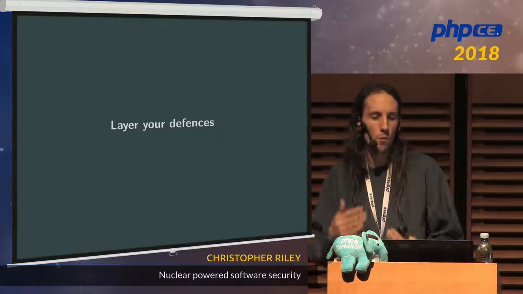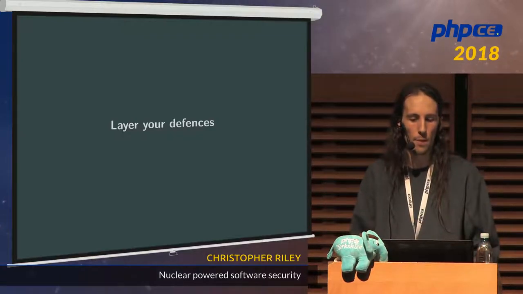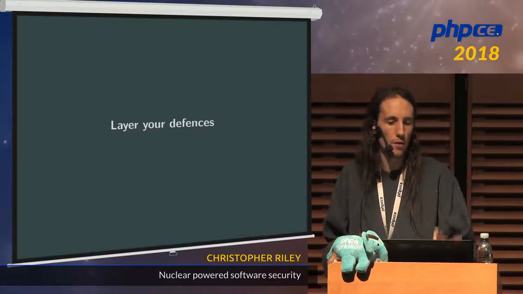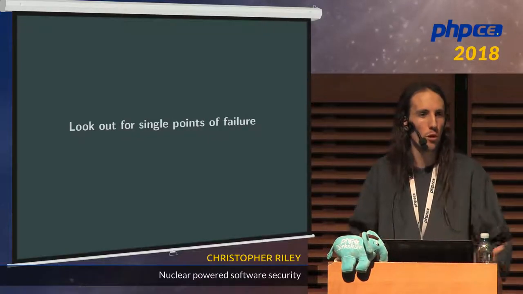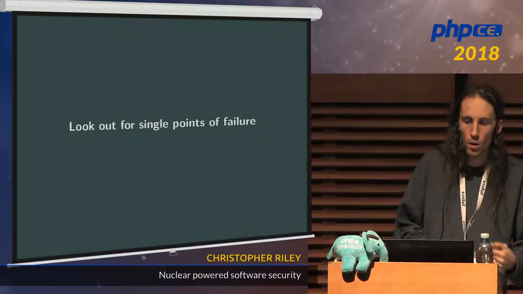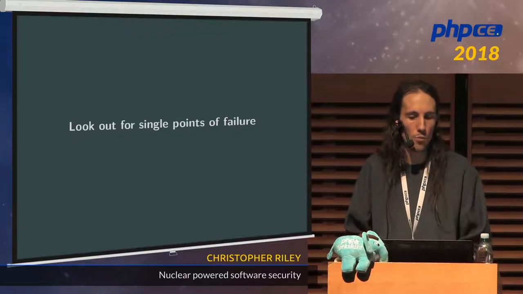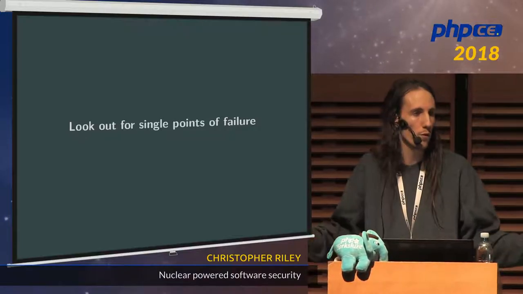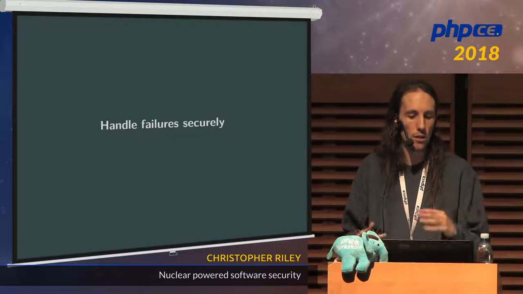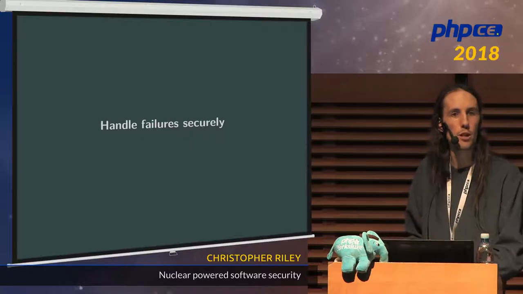Layer your defenses. When you've identified the areas of concern, layer defenses around them. Don't rely on the fact that an application is on your internal network. You should still use HTTPS. You should still have usernames and passwords. You should still put the appropriate security layers in place regardless. Look out for single points of failure. There's something to be aware of: systems which, if compromised, can lead to further compromise of your application. Try and reduce the impact of a failure and take greater care with your security considerations around key components of your system.